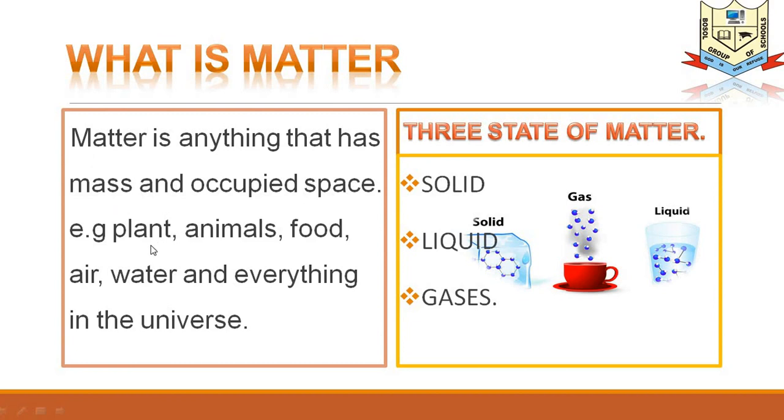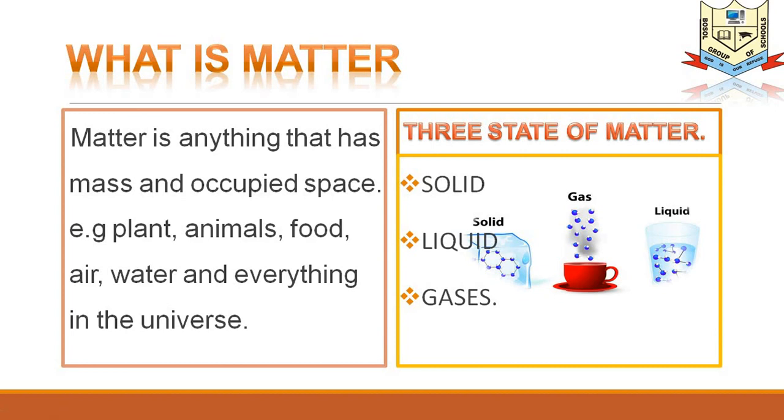We have our plants, animals, food, stars, we have the air, we have water, and pretty much everything in the universe is classified and known as matter. Everything you can see, everything you can feel, everything you can touch, everything you can carry, everything you relate with in the universe is classified as matter.